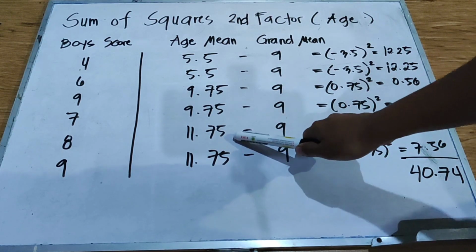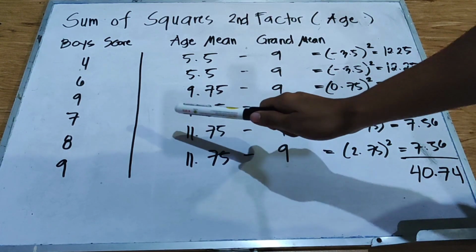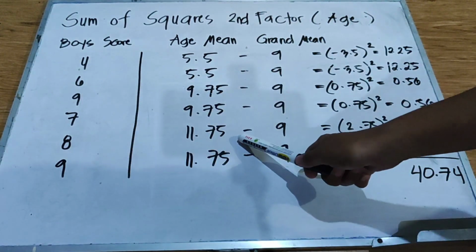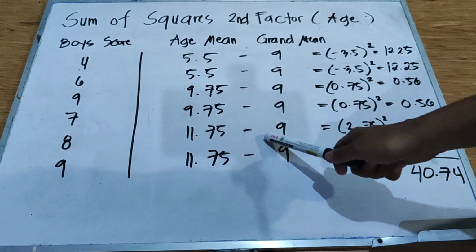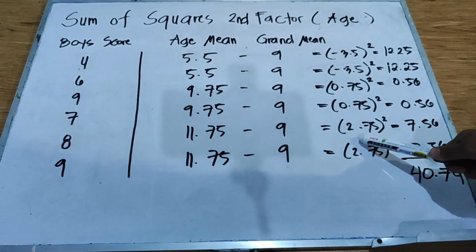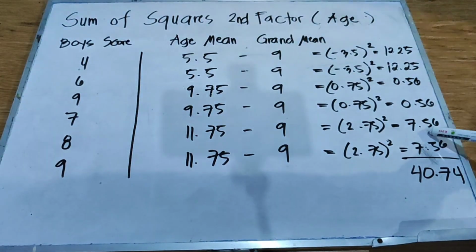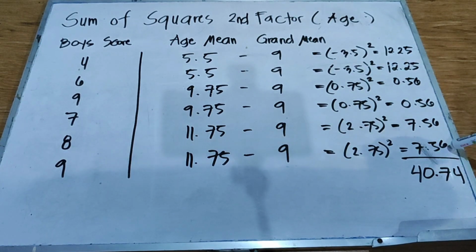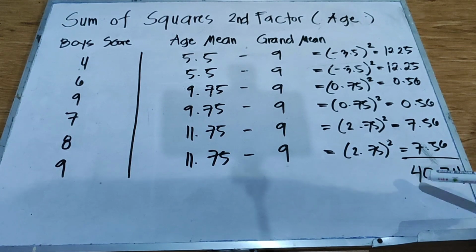This is the age mean for those aged 12 years old. These are the scores they got. So, 11.75 minus 9 is equals to 2.75. We square it, so we get 7.56. So, same as below, if we add them, from 12.25 to 7.56, what we get for the boys group is equals to 40.74.